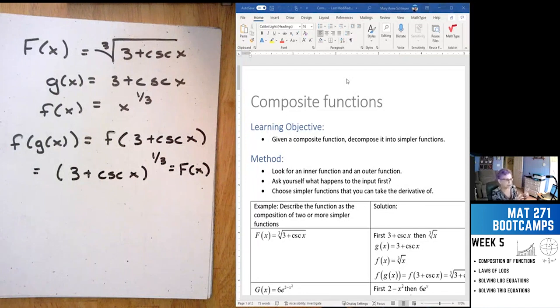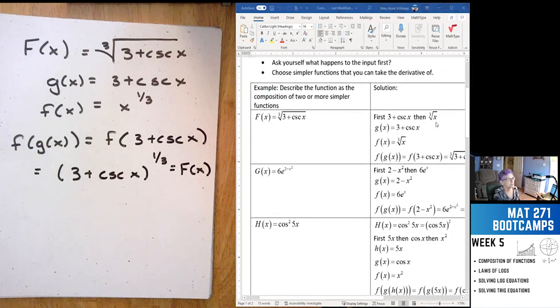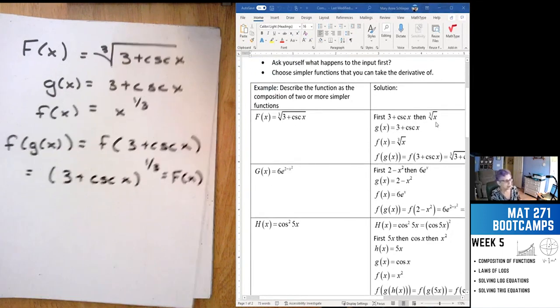So anytime you're looking for inside and outside functions and you ask yourself, have I done it right? If you can go through this process and get your original function back, you've done it right. Anytime you have a question, just let me know.